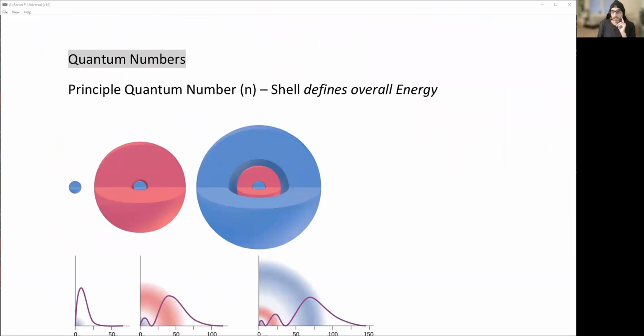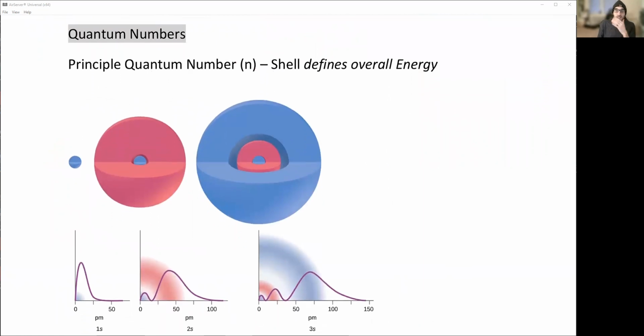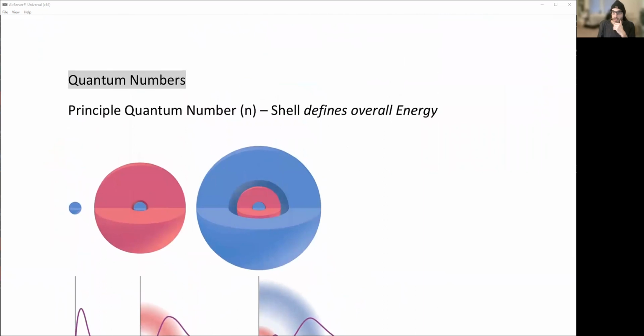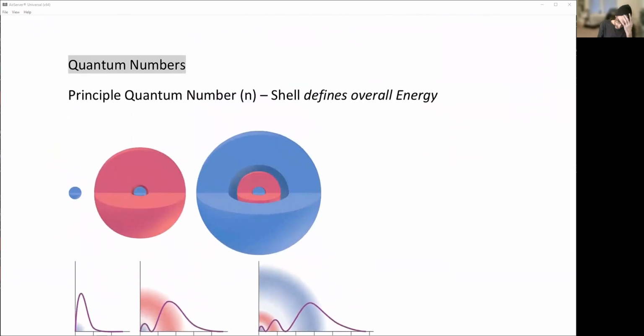So let's take a look at the idea of quantum numbers. These are not bad. I promise you quantum numbers. In fact, we're going to walk through these again together. So here are the principal quantum numbers. Okay, so each quantum number is going to build on the next one. There are 4 quantum numbers, and each is going to build on the next one.